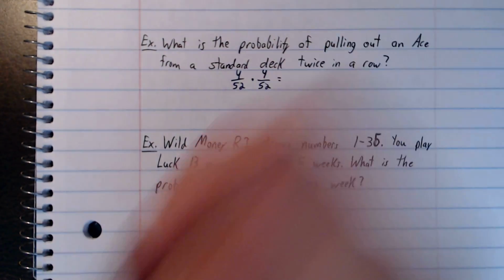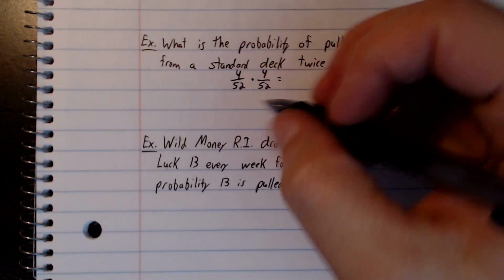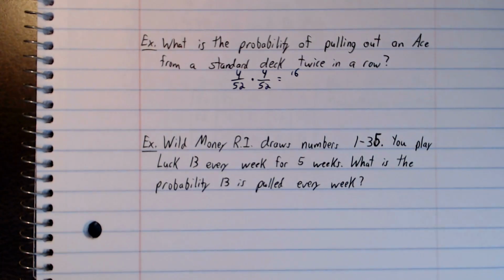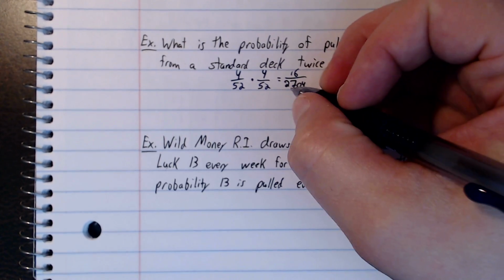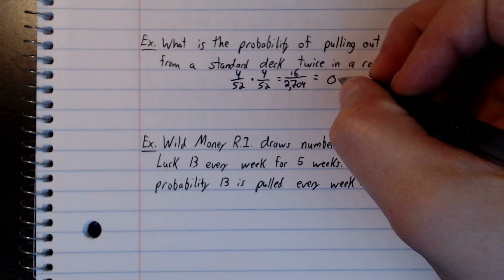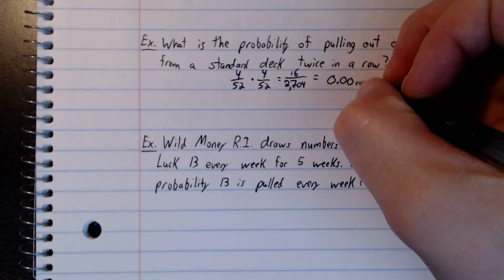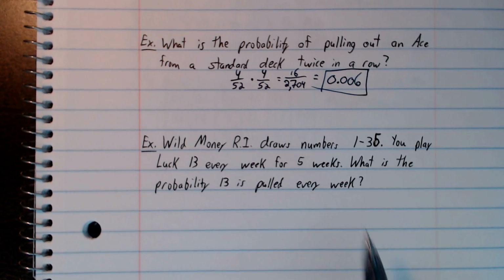So that's 16 would be the top number. 52 times 52 is 2704. So 16 out of 2704, 0.006. Not very likely to happen for you to pull out 2 aces straight in a row like that.